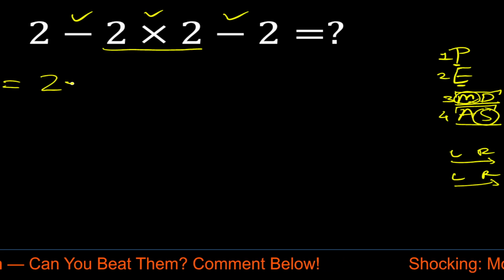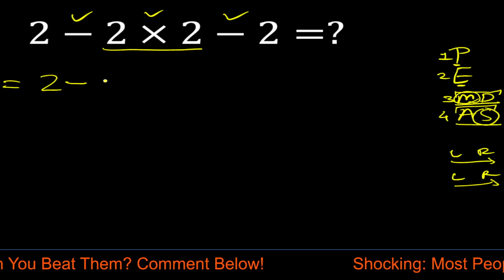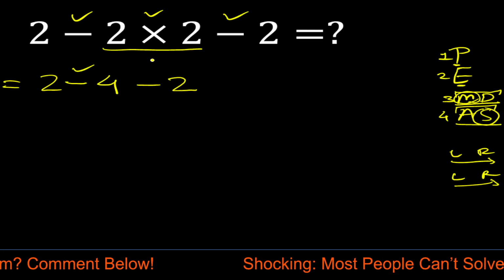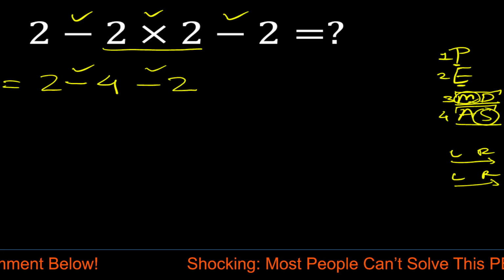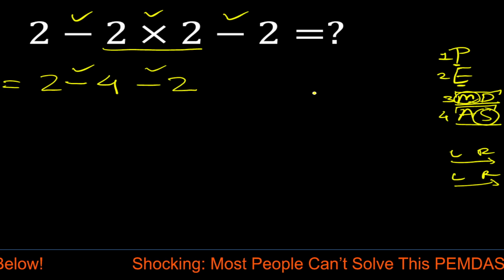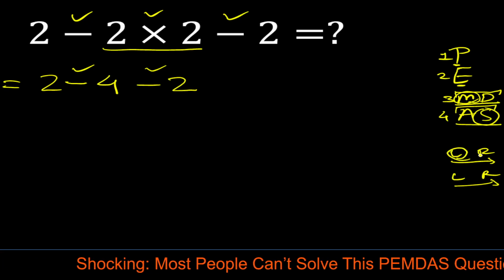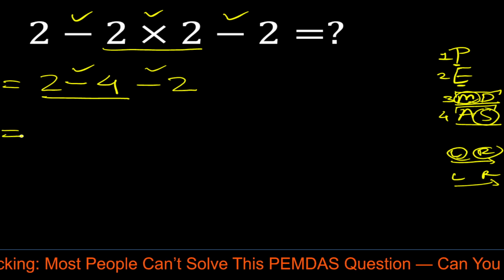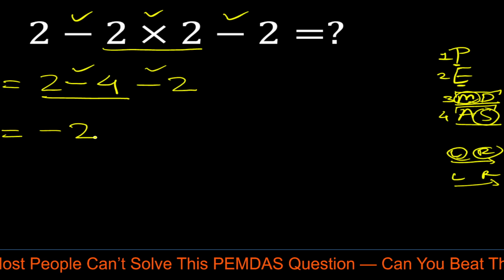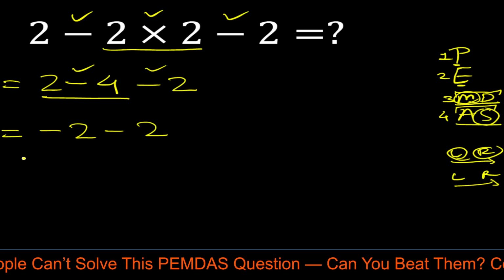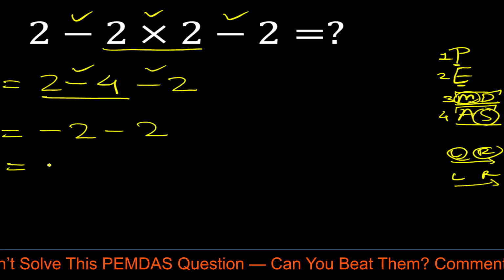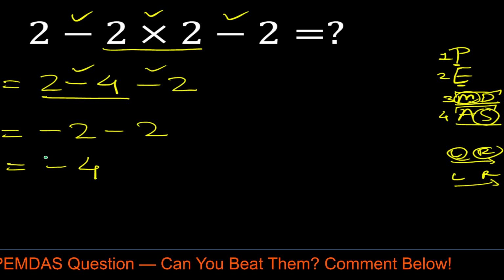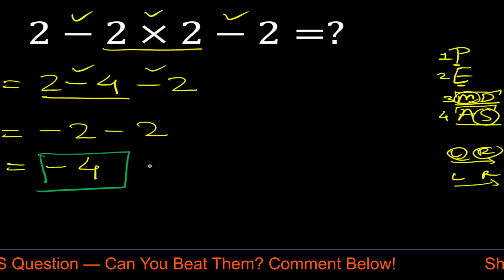So now 2 minus, now solve this multiplication, 2 times 2 is equal to 4, minus 2, right? Now here we have subtraction and here subtraction. And both have equal priority, so we have to solve it from left to right. So first we have to solve this subtraction. So 2 minus 4 is equal to minus 2, minus 2. So now minus 2 minus 2 is equal to minus 4. Right? So the correct answer is minus 4.